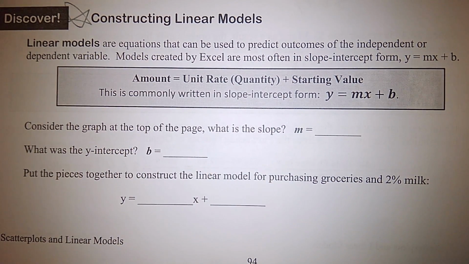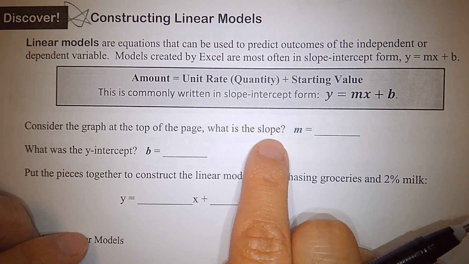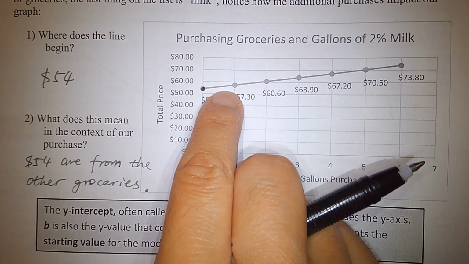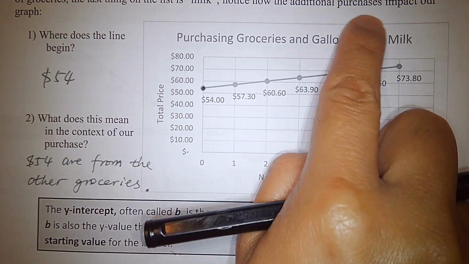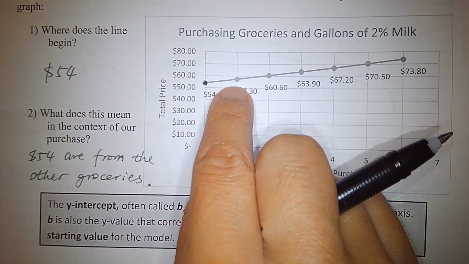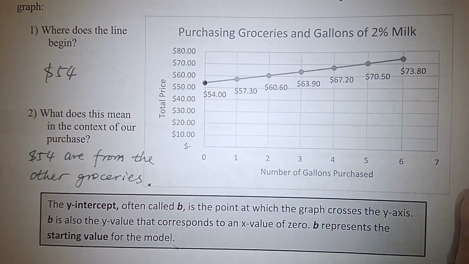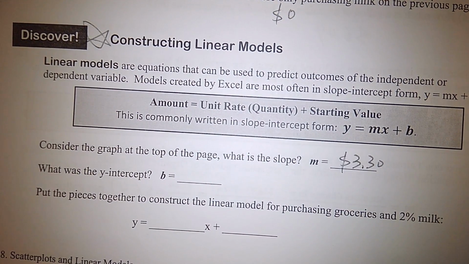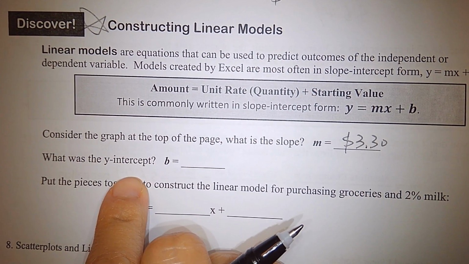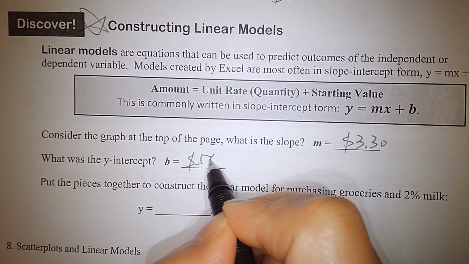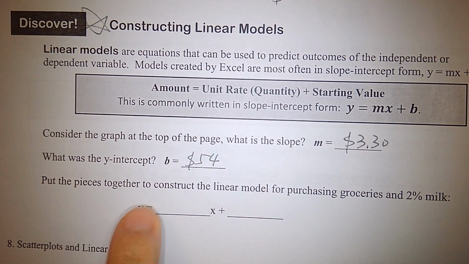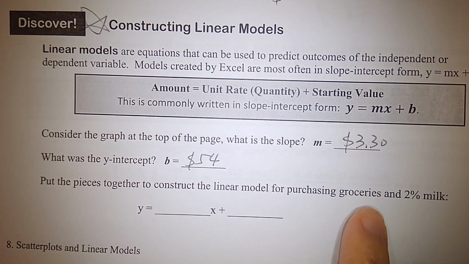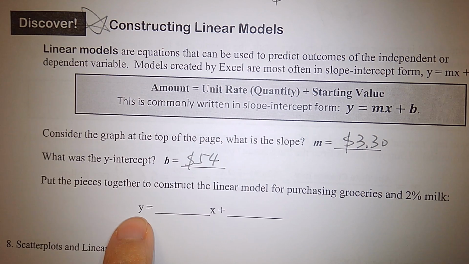Consider the graph at the top of the page. We're using the example from this page. What is the slope of this line? What is the unit price for the 2% milk? Do you still remember? We did it. $3.30, right? So m, which is the slope, is $3.30. What is the y-intercept? $54. So can we construct a linear model for purchasing this 2% milk? Yes or no? Yes.